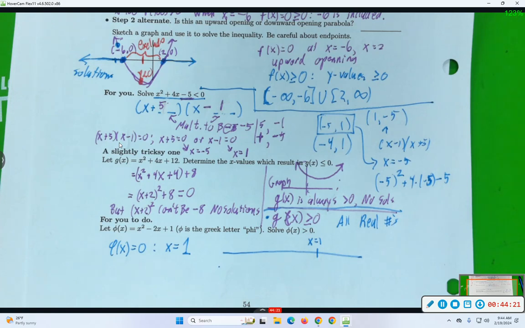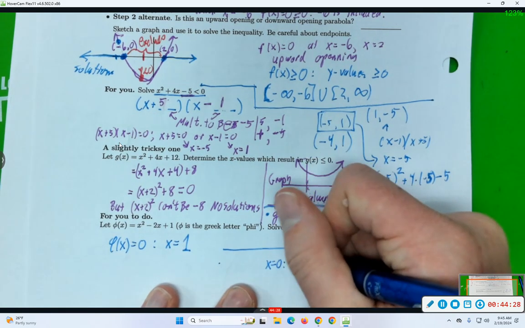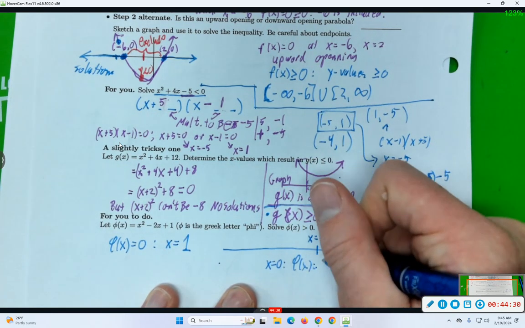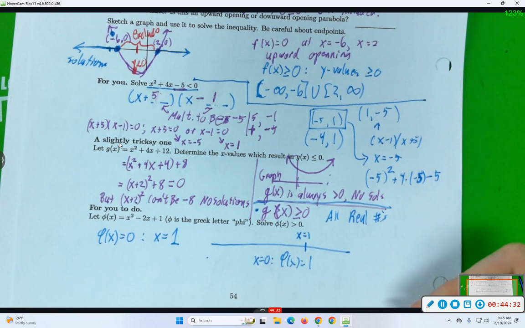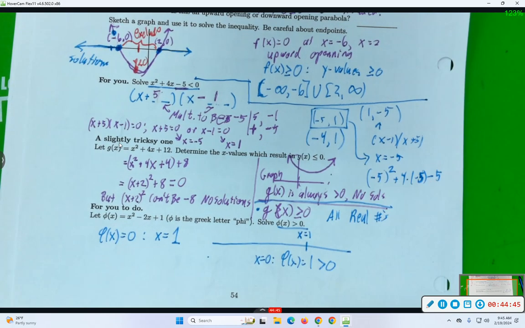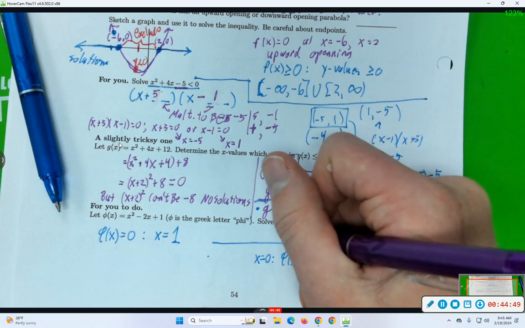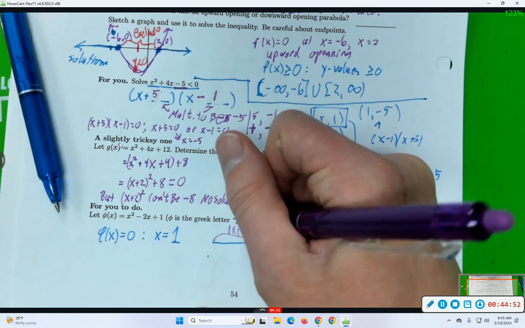What's a sample point to the left of 1? 0. Plug in x equals 0, what do you get? 1. Is that something that makes me happy with this inequality or unhappy? Does it give me a solution? Yeah, because 1 is positive. Nice. So that is a solution. So that tells me all numbers to the left of 1 should be included.